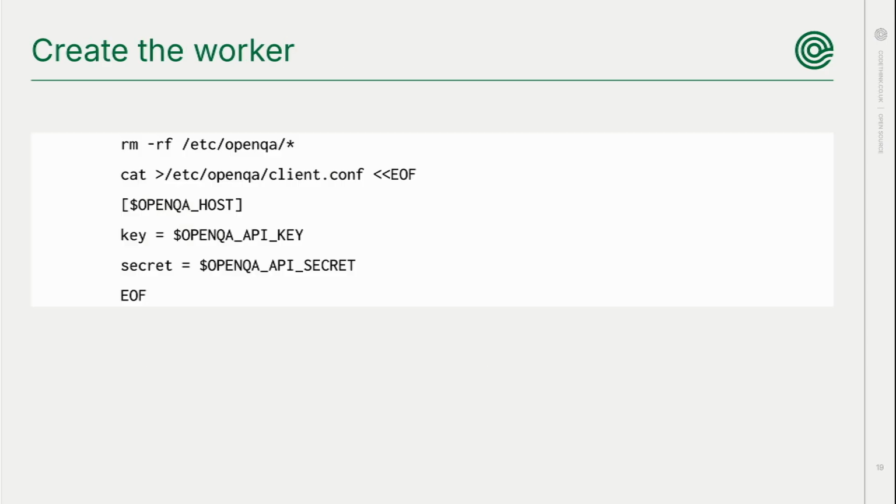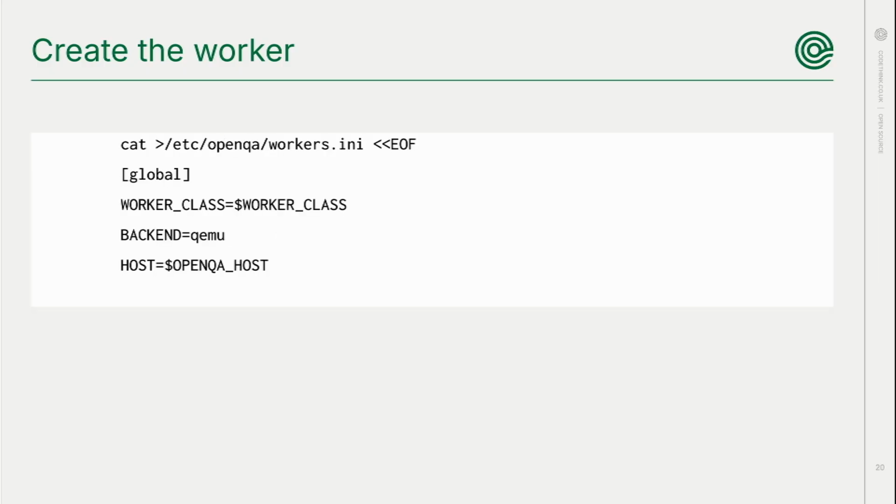So the first thing we do is we get rid of the existing config that the openQA worker image has, and we create our conf. So this is just going to say openQA host from these variables, connect to this with this key and this secret. This is how we define the actual worker. So we're using the QEMU backend, so it knows to use QEMU there. Worker class is going to be that thing we just defined with the job ID, and the host, again, is just going to be openQA host.